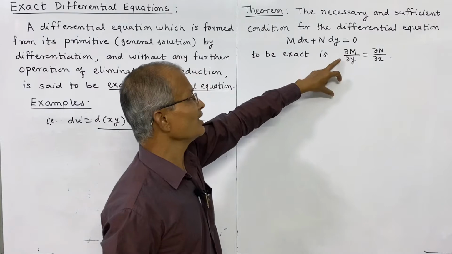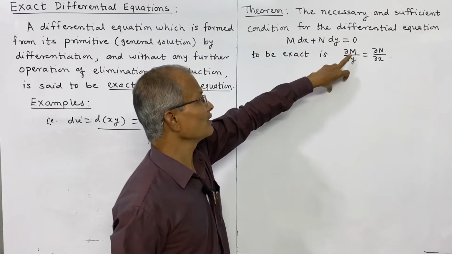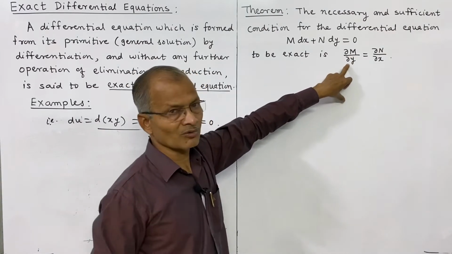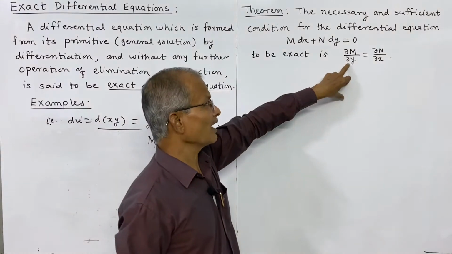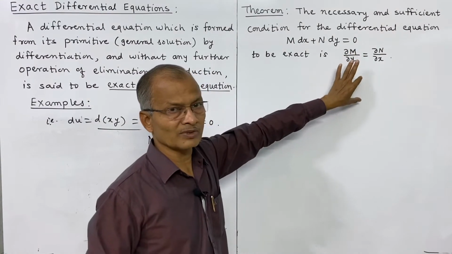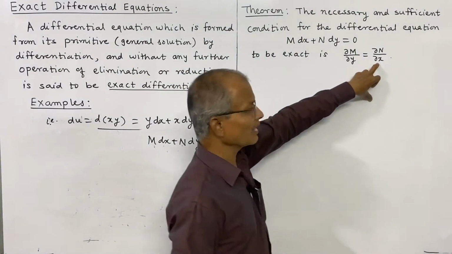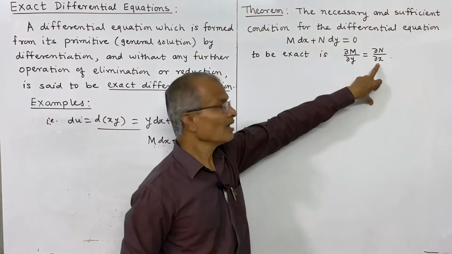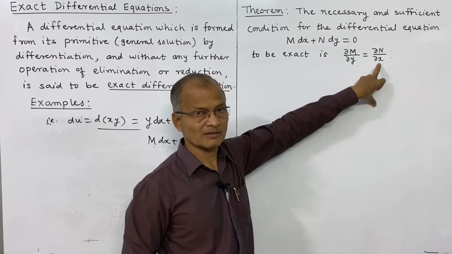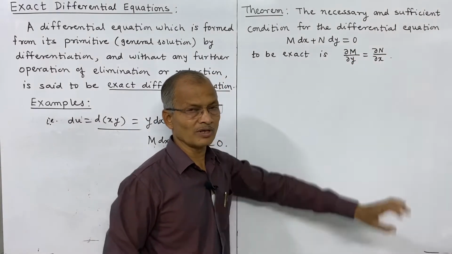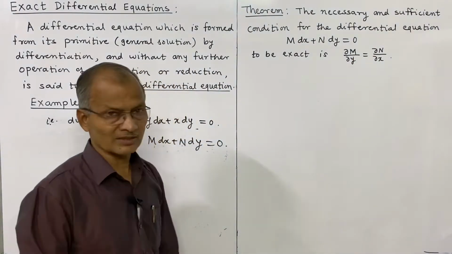Partial derivative means we have to differentiate m partially with respect to y, which means we treat x as constant and differentiate only with respect to y. And when we differentiate n partially with respect to x, then y is to be treated as constant. That is the only difference between total derivative and partial derivative.